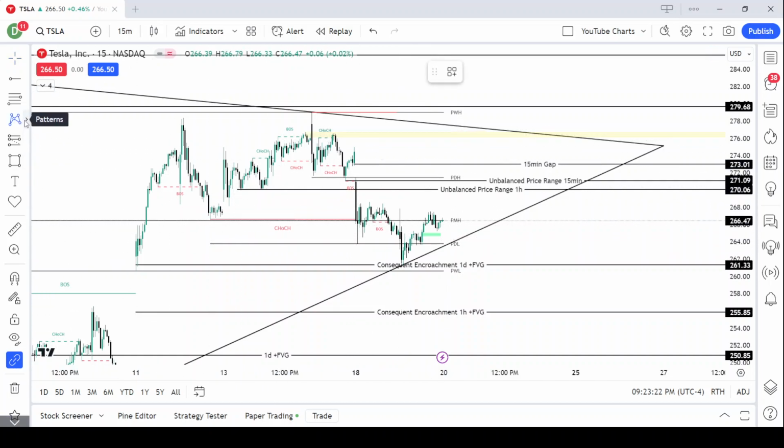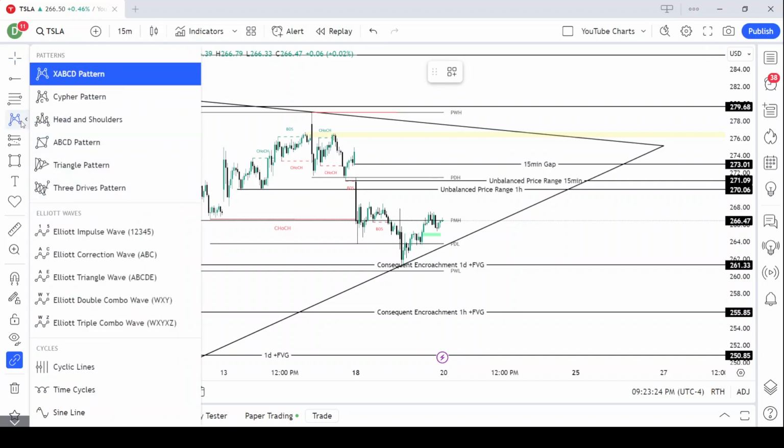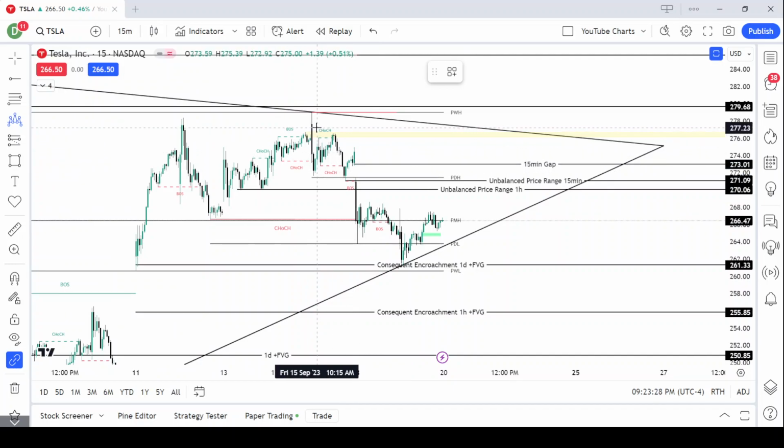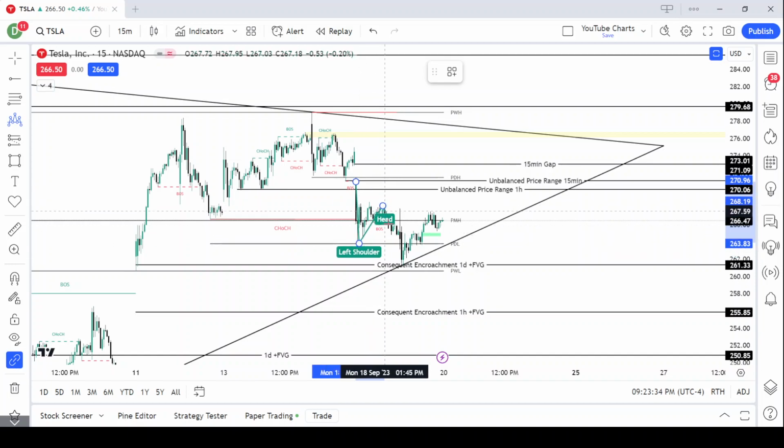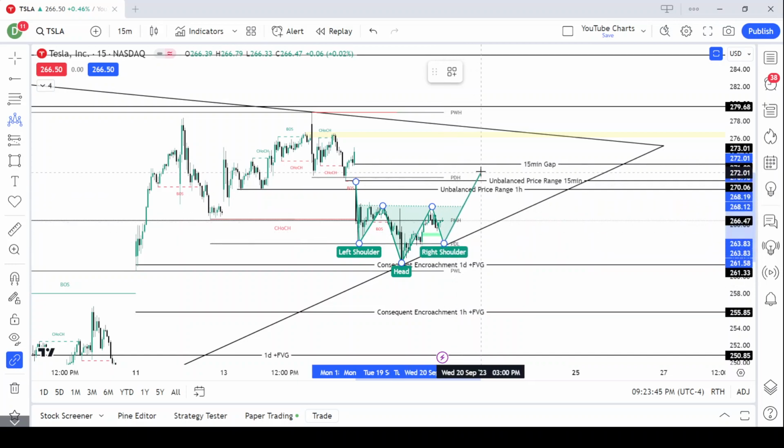I'll go ahead and show you guys how to draw patterns. So if you select your pattern tool, here we got a head and shoulders. Okay, so something I want to notice is that we could look at this move here, and we could say left shoulder, head, right shoulder, right? It comes pretty close. We'll go like this, make it even. Okay, and we could see this develop. And where would that take us? That would probably take us back into this range here.